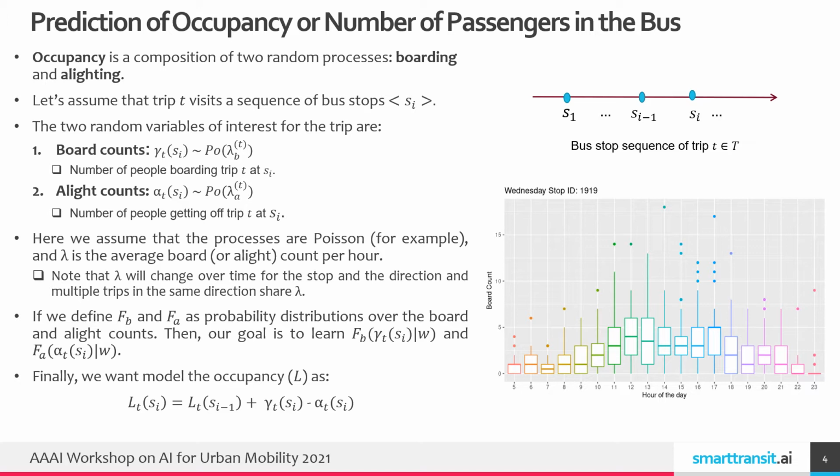Thus, we assume that the board and alight counts at S of I follow Poisson distributions whose parameters represent their average counts per unit of time. Also, we define two probability distributions, f sub e and f sub a, for board and alight counts. Then our goal is to learn the probability distributions of these two variables conditioned to a set of features that characterize a bus stop at any given time. Besides that, we want to model the occupancy of trip T at S of I as the sum of its previous occupancy plus its current board count minus its current alight count. Finally, we need to define a sensible unit of time for the parameters of the distributions.